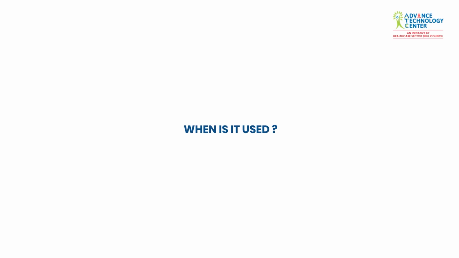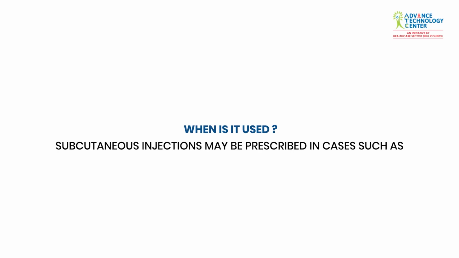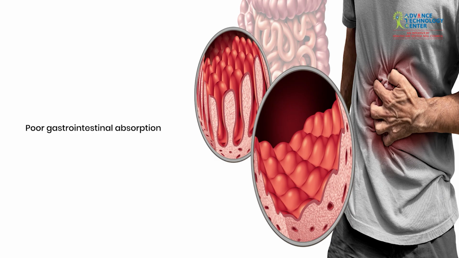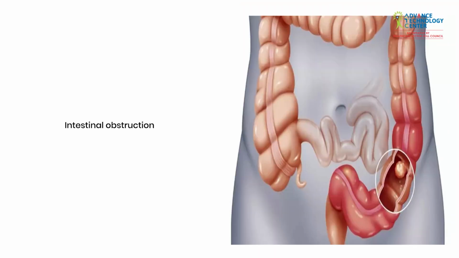When is it used? Subcutaneous injections may be prescribed in cases such as when a patient cannot swallow safely due to dysphagia. A subcutaneous injection allows medicine to be given without using the oral route. If the stomach or intestines cannot absorb medicines properly, subcutaneous injections provide an alternative way to deliver the drug effectively. In intestinal obstruction, oral medicines may not pass through the gut normally, so subcutaneous injection is used to ensure the medication is still delivered.